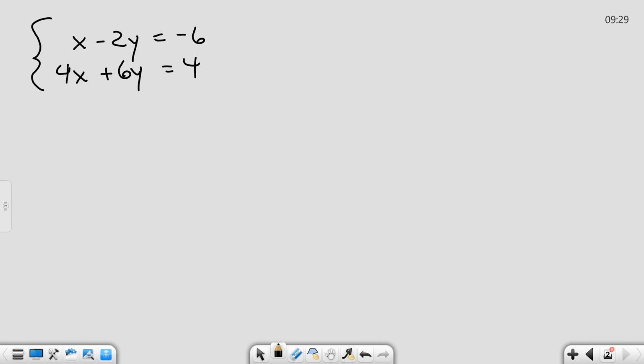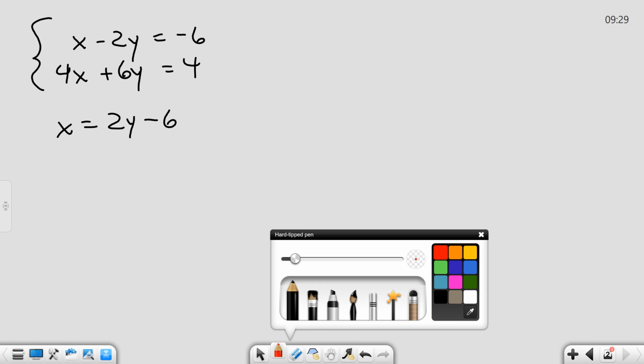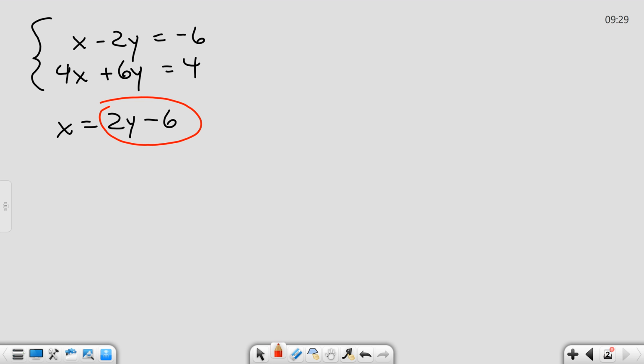All right, we're going to do substitution again. Which variable do you want to solve for? X on the top, Y on the top, X on the bottom, Y on the bottom. X on the top, we all agree, because that's the one that has no coefficient. So the top equation becomes X equals 2Y minus 6. Take this, plug it in right there. 4 times parentheses, very important.